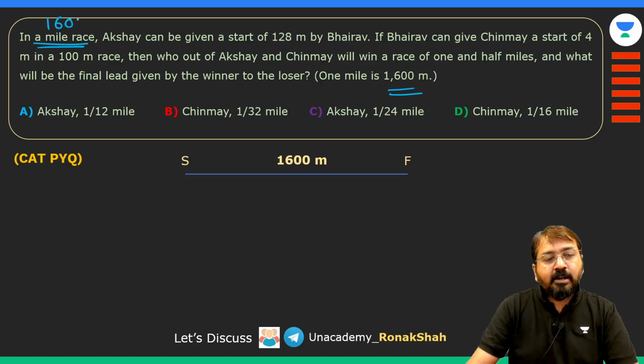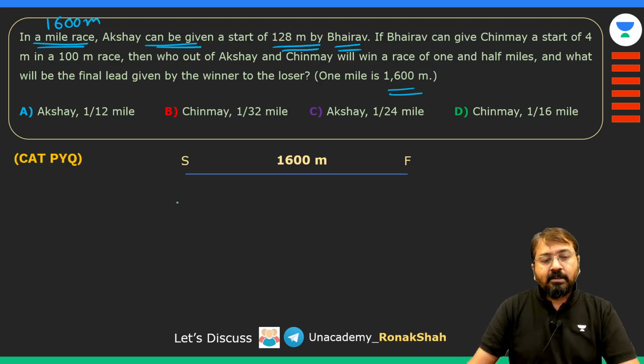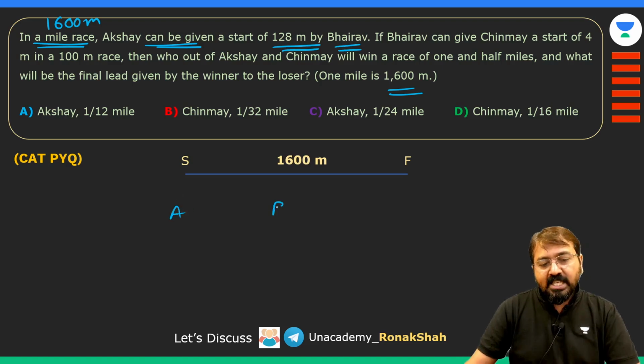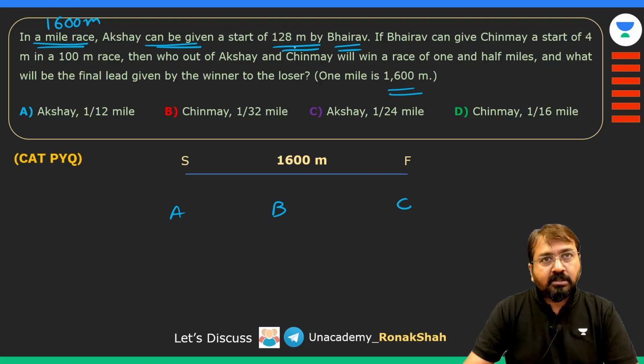So in a 1600 meter race, Akshay can be given a start of 128 meter by Bhairav. Now, what does it mean? Let me just write A, B and C. It's about three people. When Bhairav runs 1600 meter, Akshay runs only 128 meter. Okay.